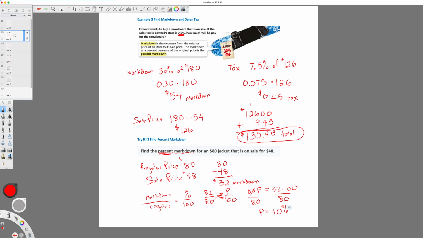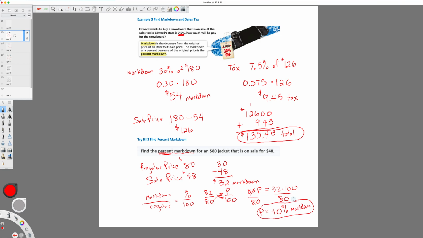And what kind of a percent is it? Well, it's a percent markdown. So I'm going to label this markdown. So what all that means is there were probably signs by that jacket that said 40% off. That's all that is, a 40% sale. Not a big deal there at all.